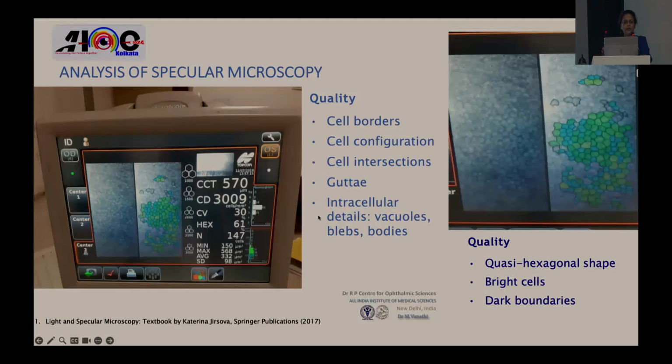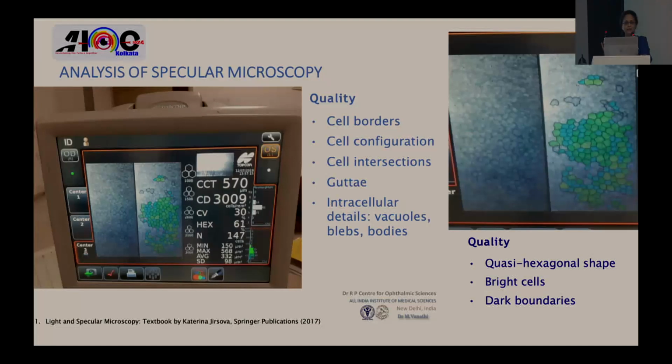And whenever you're looking at an endothelium, I always tell my residents, look at it in two aspects. You do a qualitative examination and a quantitative examination here. So these are the two analyses which you need to do when you're looking at your endothelial cells. When you look at the quality, you look at the cell borders, the configuration, the intersections, the presence or absence of guttae or other extraneous ones like vacuoles, blebs, or other bodies which are present. Largely, remember, they are quasi-hexagonal shaped cells, and they appear as bright cells with dark borders.